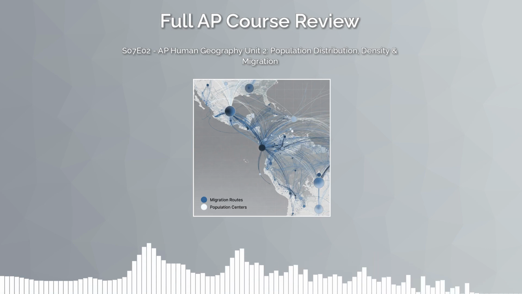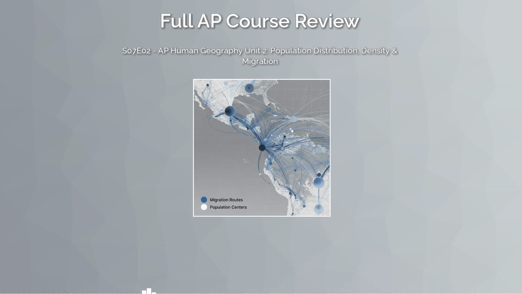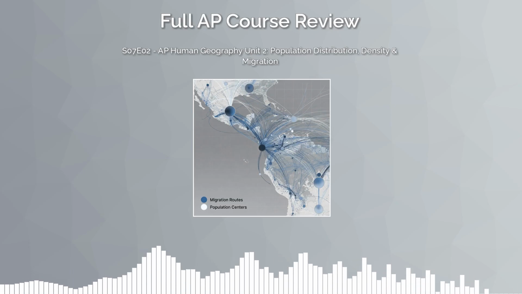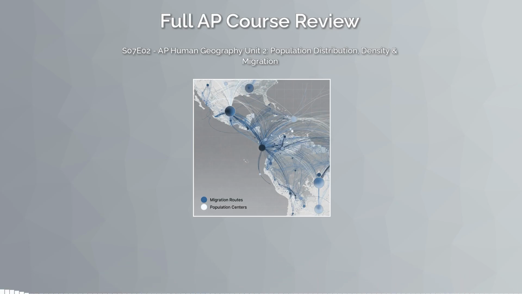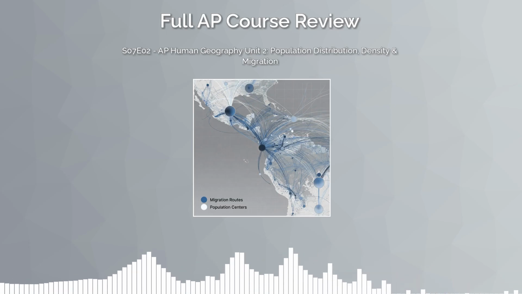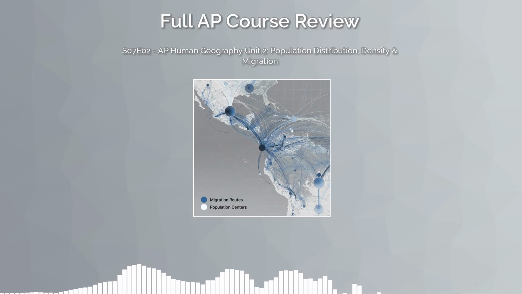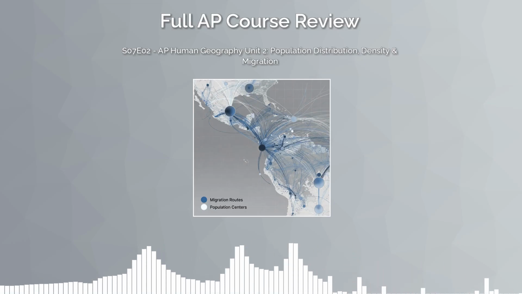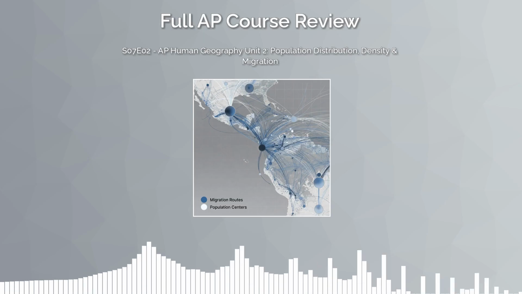Women's status beyond education, the broader picture. College Board also expects you to understand women's status as a broader concept that includes employment, political representation, legal rights, and social norms, not just years of schooling. The Gender Inequality Index, GII, produced by the United Nations, is the key metric here.